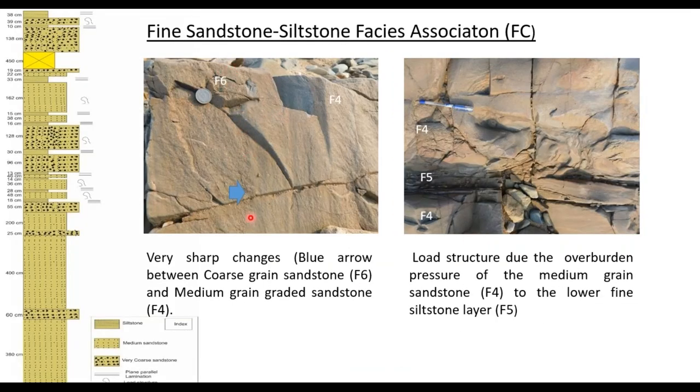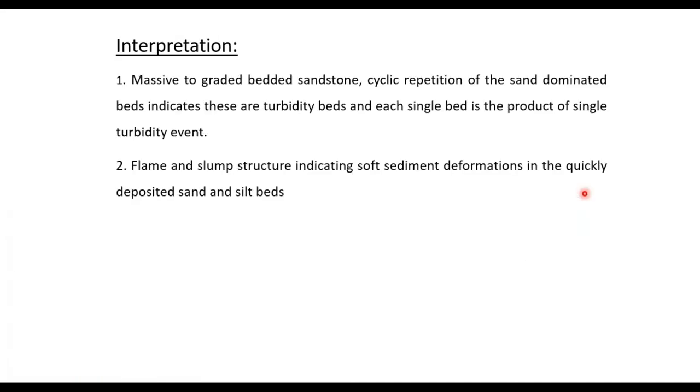F6 is the coarse sandstone. Look at the very sharp change of boundary of F4 and F6. And in the left picture, within F5, a very good slump structure is developed. Massive to graded bedded sandstone, cyclic repetition of the sandstone, indicates that these beds are the turbidite beds, and each single bed is the product of a single turbidity event. Flame and slump structures indicate that there was a rapid sediment deposition of sand and silt beds.